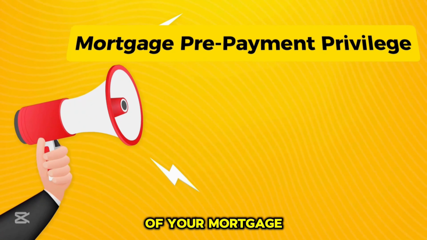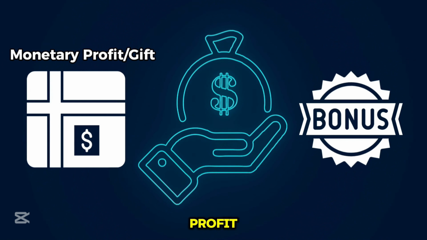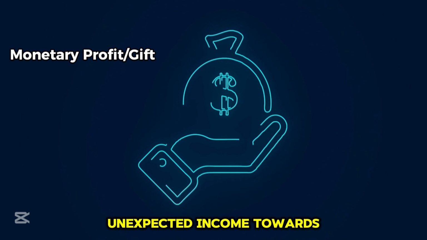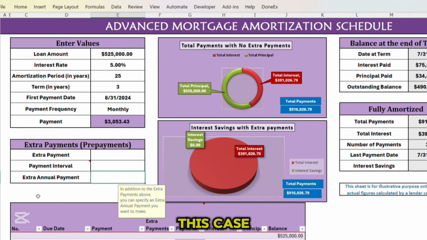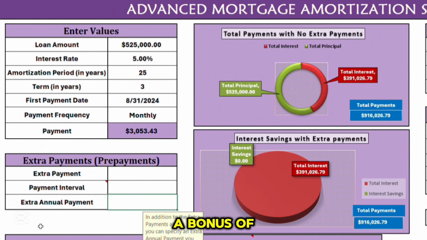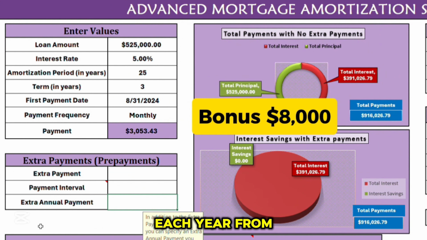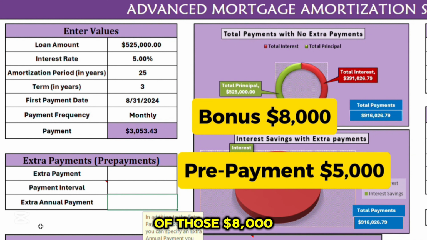Most of us get some unexpected income in a year, whether it's any monetary gift or profit, or a bonus that you get from your employer. So what you can do is apply some of this unexpected income towards prepaying your mortgage. So let's take an example, that person receives a bonus of $8,000 each year from his employer. He decides to apply $5,000 out of those $8,000 towards prepaying his mortgage each year.